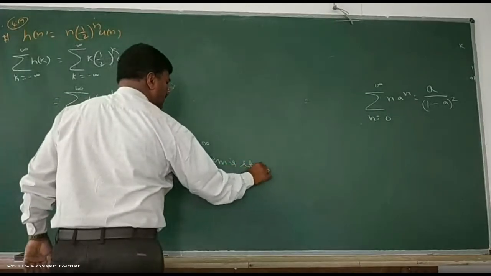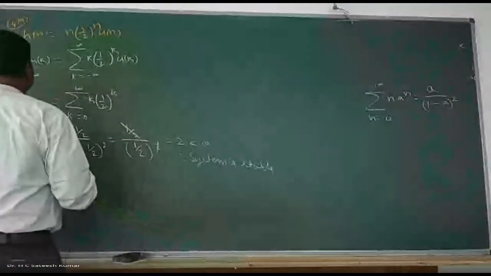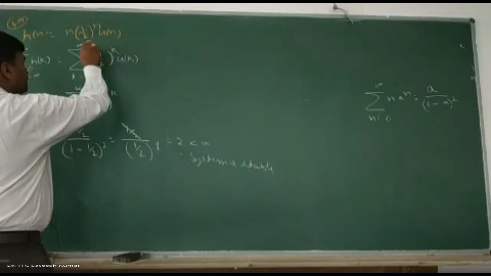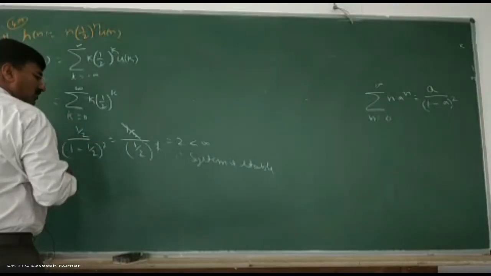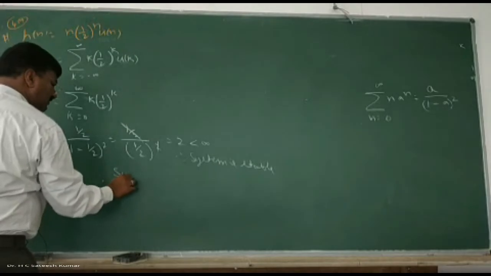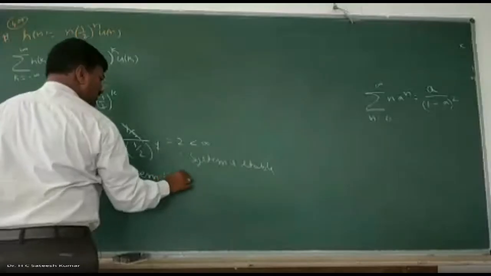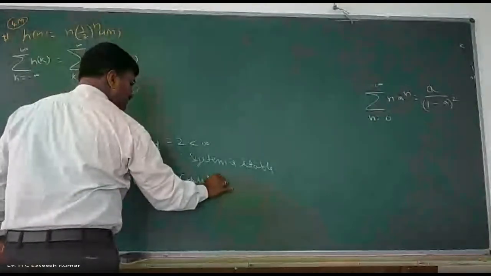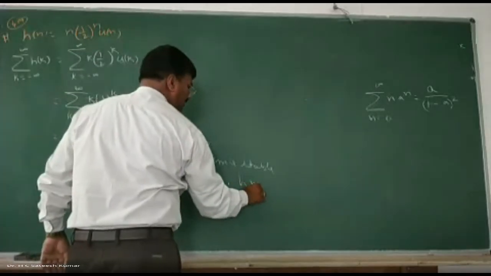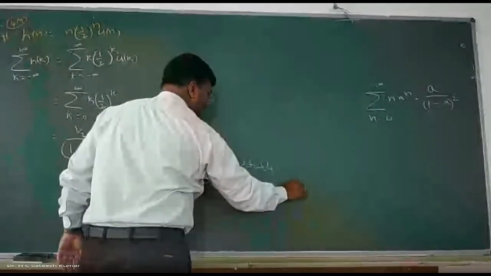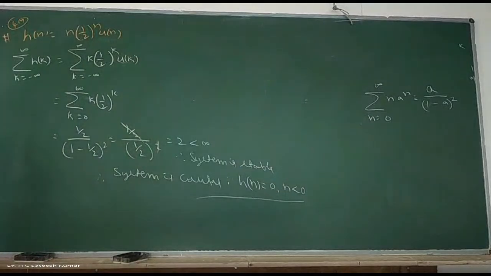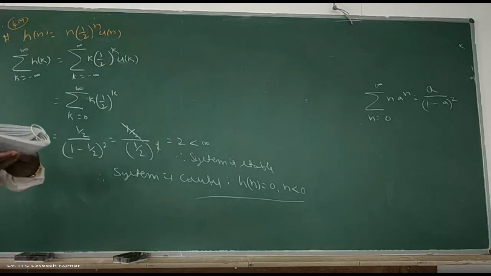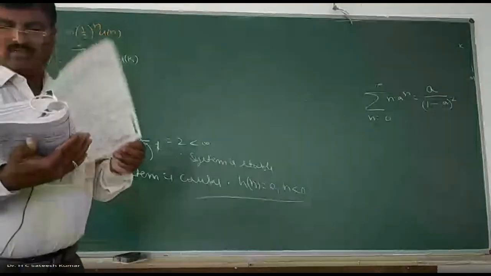And what about causality? Because h[n] is multiplied by u[n], it ranges from 0 to infinity. Before 0, it is 0 only. Therefore, the system is causal. It's causal because h[n] is equal to 0 for n less than 0. Don't say anything about future, past and all in this module. Say that it is causal because of the condition we have stated. Right?